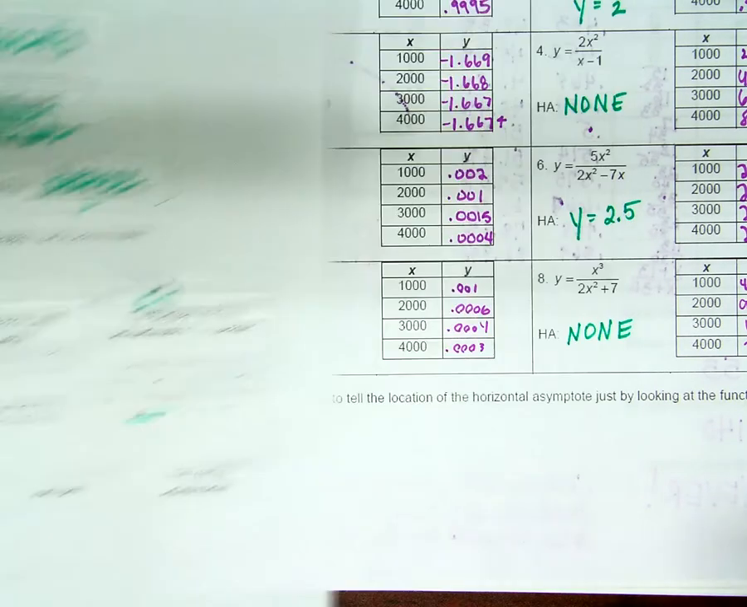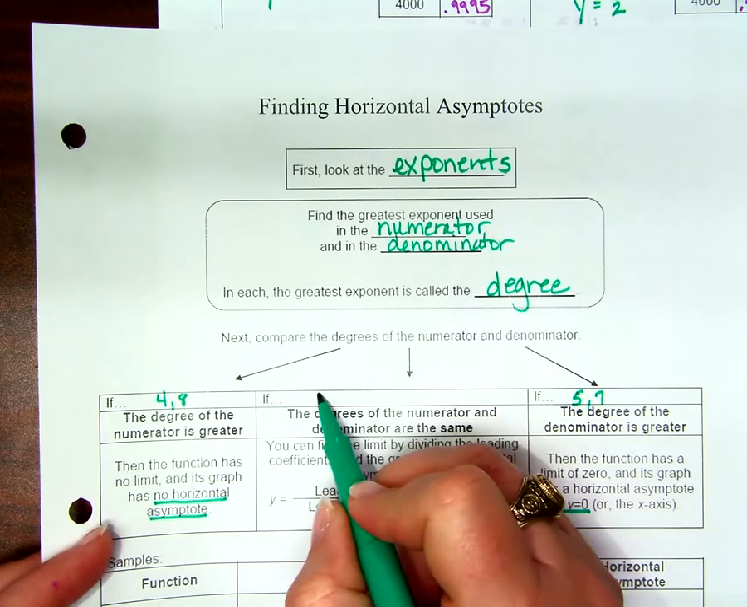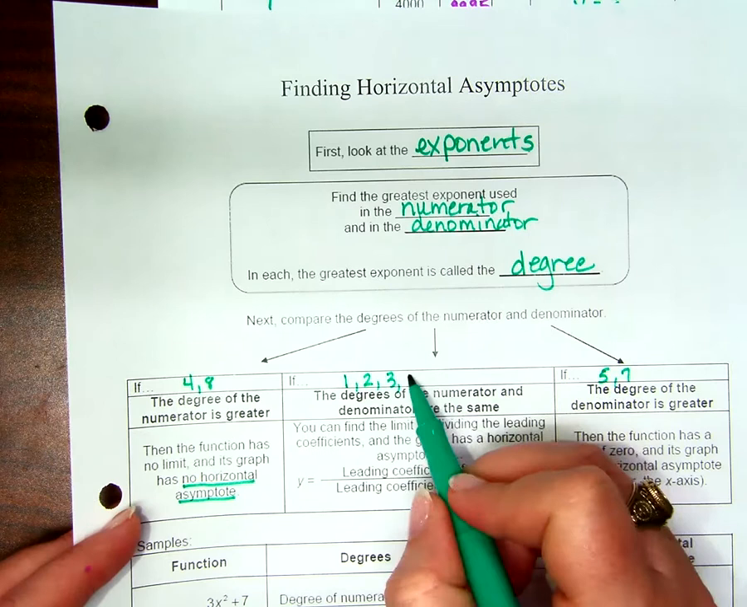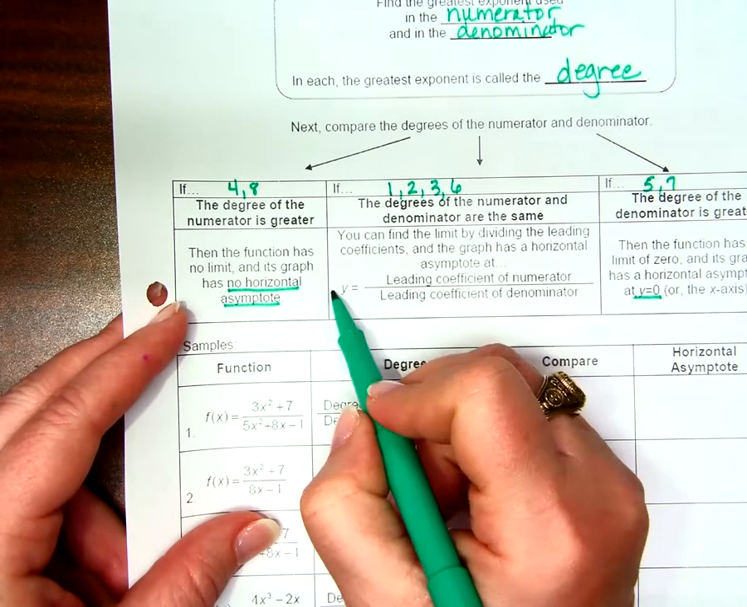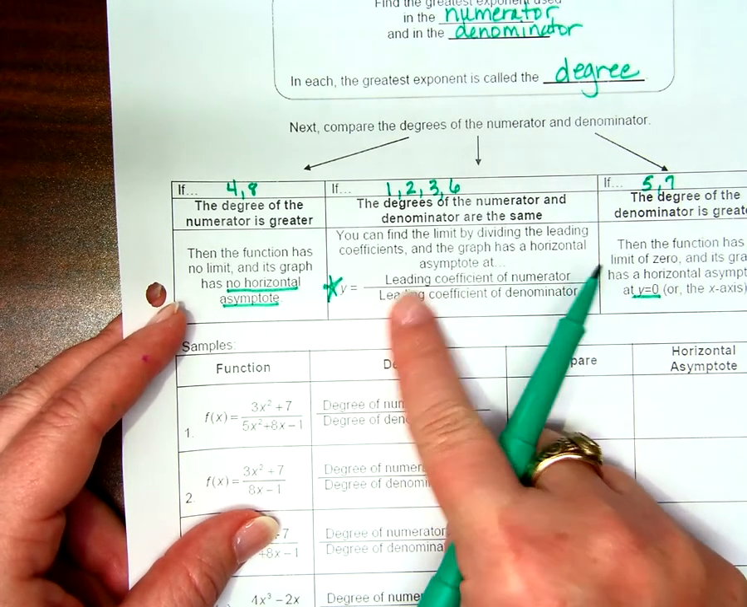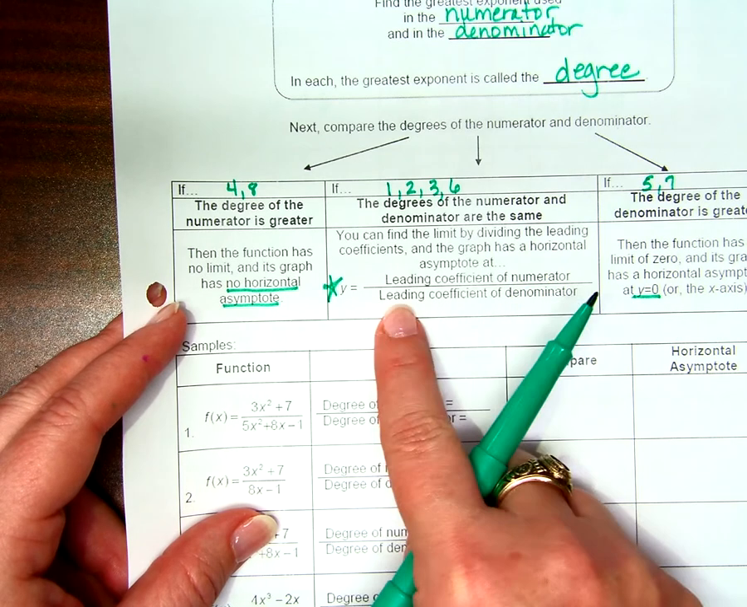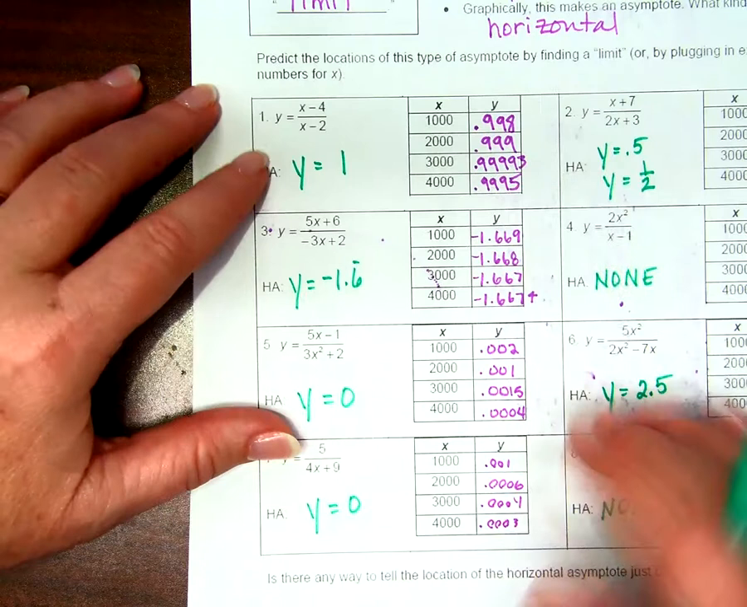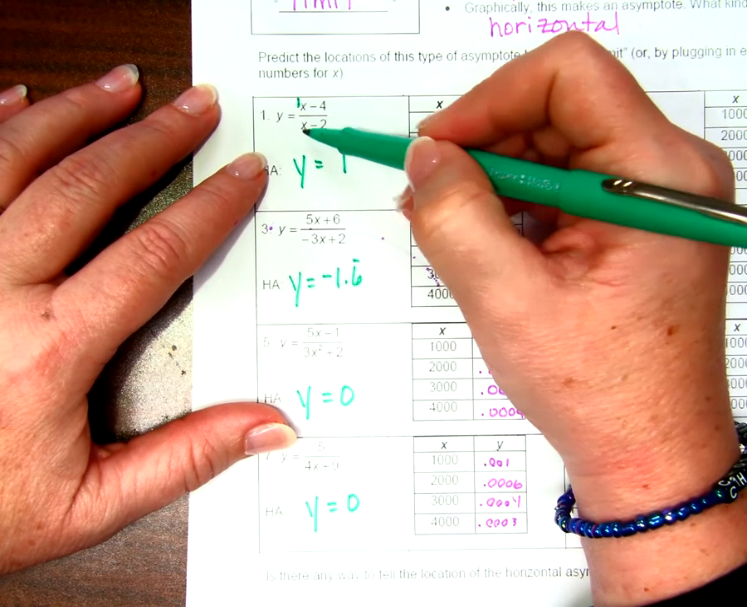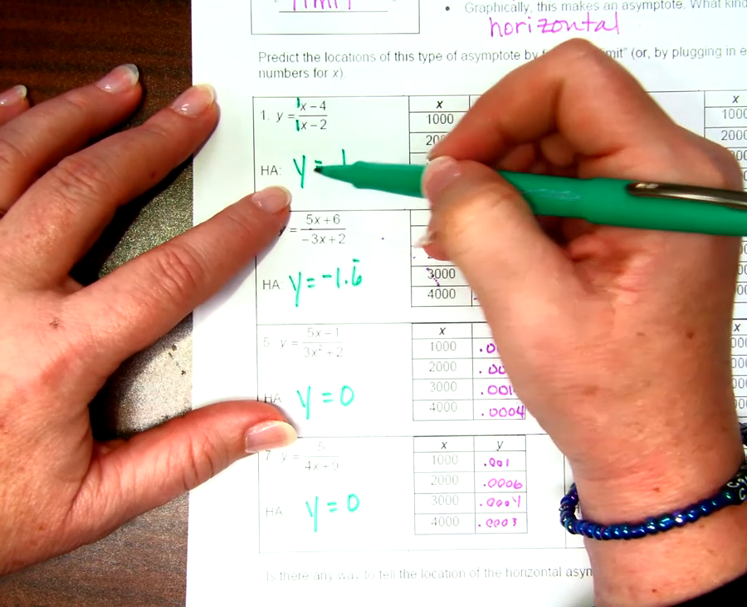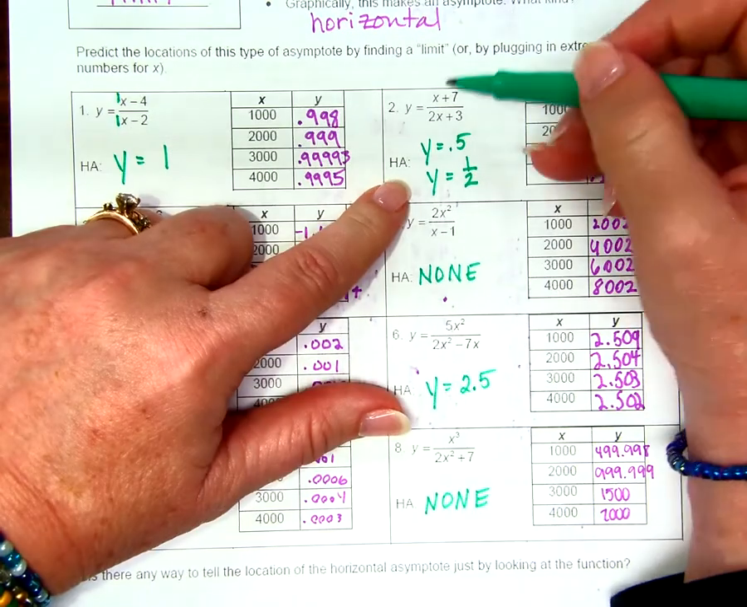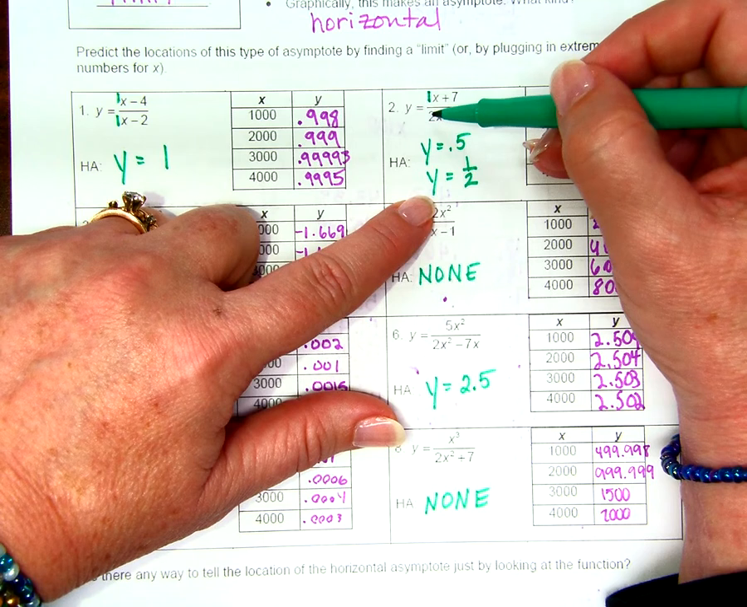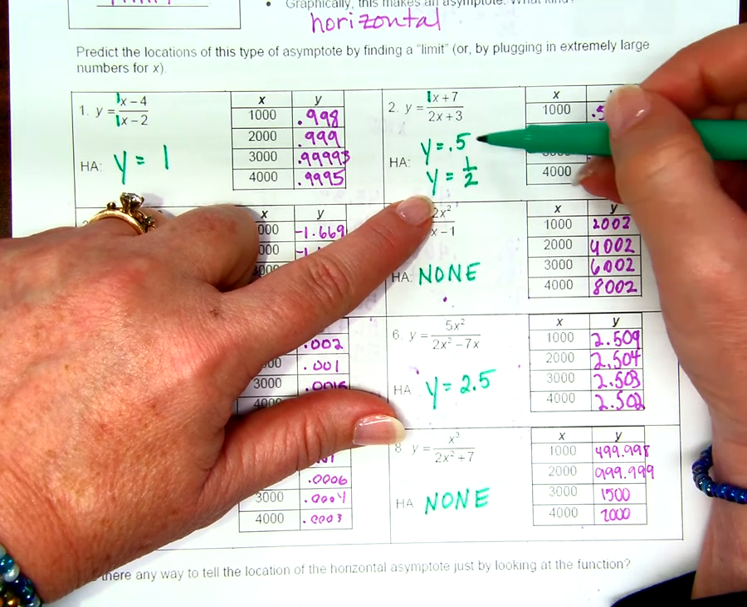Okay? When the degrees are the same, like 1 and 2 and 3 and 6, then we look right here. Y equals leading coefficient of the numerator divided by the leading coefficient of the denominator. So right here, leading coefficient is 1, leading coefficient is 1, 1 divided by 1, y equals 1. Here, leading coefficient is 1, leading coefficient is 2, so y equals 1 over 2. Do you see why I wrote both of these now?